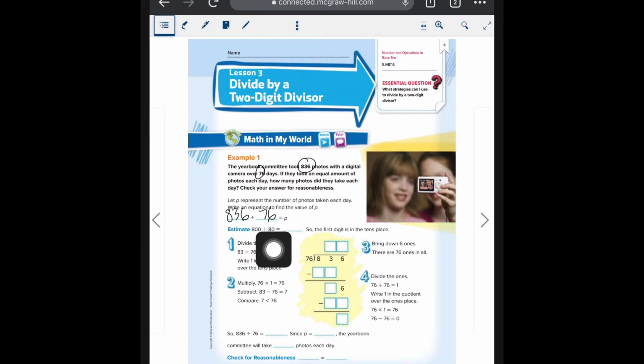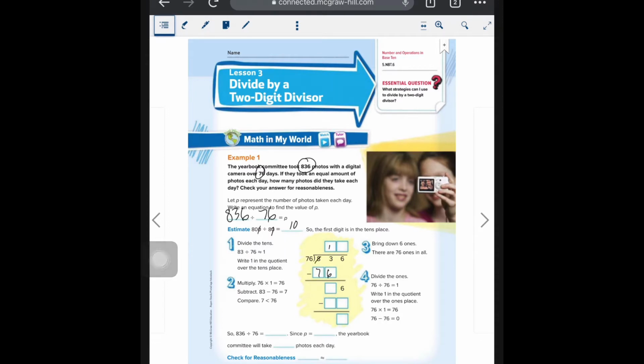Okay, estimating. We can estimate that 76 will round to 80, and that a compatible number with 80 is 800. We can do the rule of zeros with this. 80 divided by 8 is 10. So we know that our first digit's probably going to be close to a 1, and our answer should be close to 10.